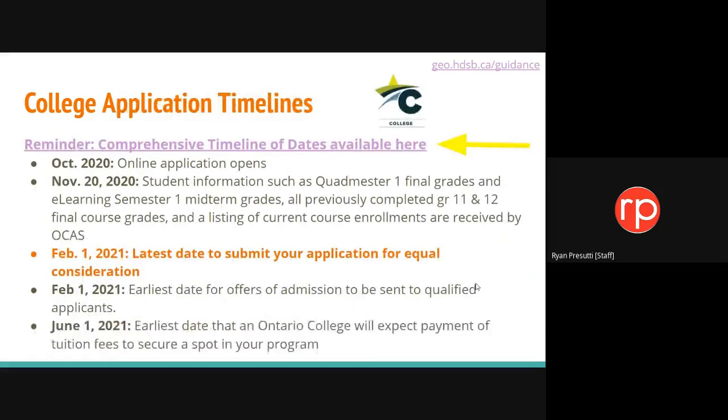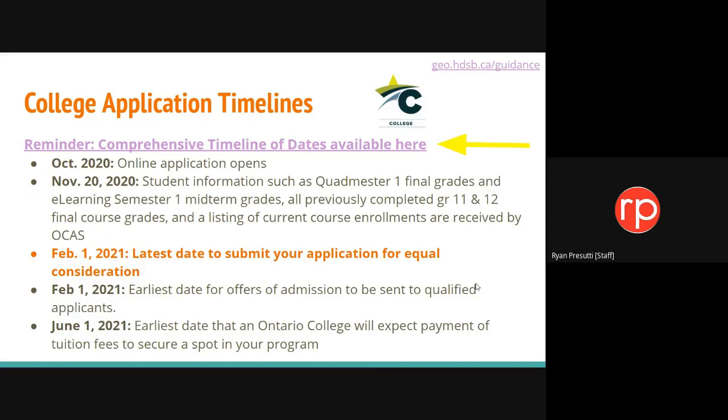College timelines, the link there that I have with the yellow arrow is a link back to that timeline document. So that's the comprehensive list, but the general snapshot is October 2020, the college application is open. You can go ahead and apply once you feel comfortable enough to apply. So you would have to do your research ahead of time and know what 5 programs you're going to apply to.